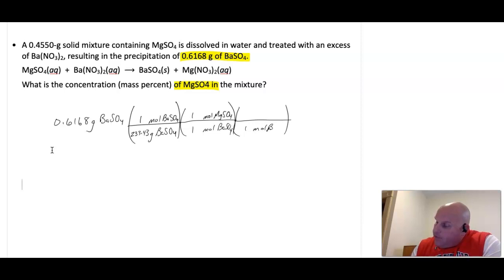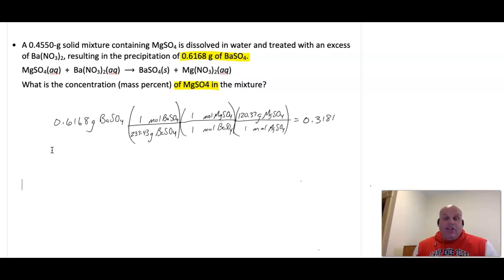And finally, I will convert from moles of MgSO4 to grams. Again, obviously we know the mole to gram conversion. I need a molar mass. So if I calculated that, 120.37. Here I get the mass of MgSO4 that we started with.